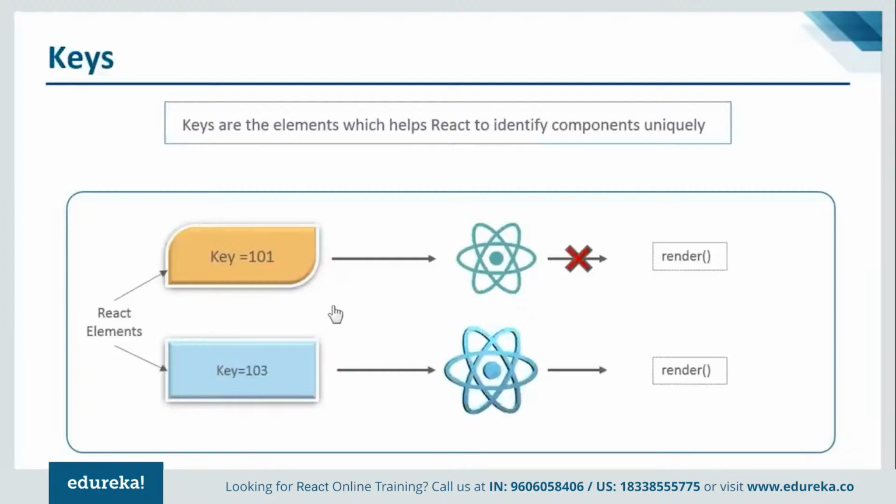So here React will think that as the key hasn't changed, the element is the same, so there is no need to render this one, and it will go ahead and render the second component. So this is how the key works in React.